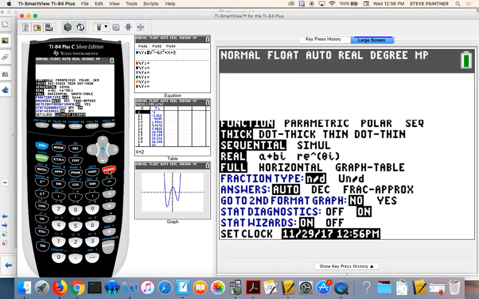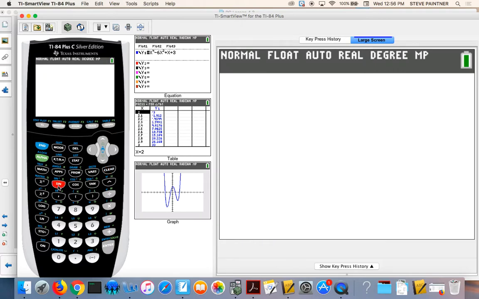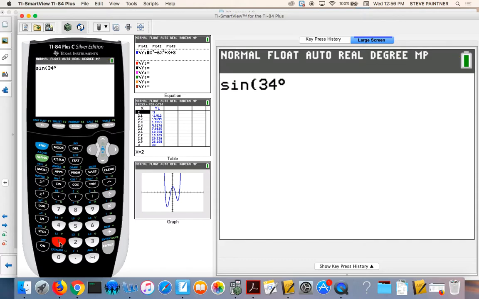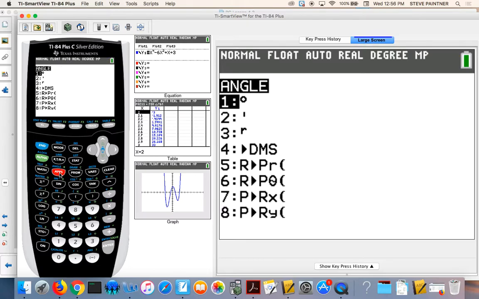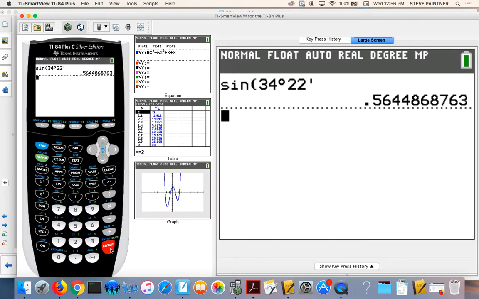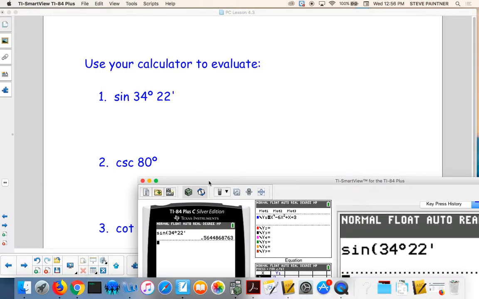Okay, clear. Sine of 34 degrees. So hit 34, second app, which is angle. You want degrees, number 1. Then 22 minutes, second app, number 2. You good? Hit it. 0.564, good enough.